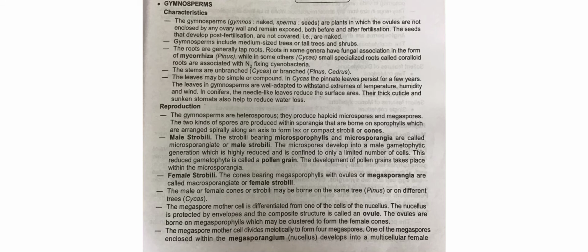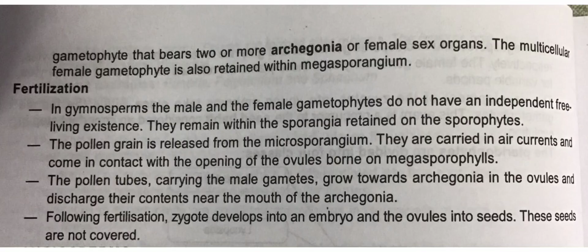So in gymnosperms, how to write? First you will write about characteristics, then reproduction, and then examples. Even the fertilization is shown, how the fertilization is possible, how the microsporangia and megasporangia release microspore and megaspore, and then they are fertilized, the zygote development, the embryo development, and so on.